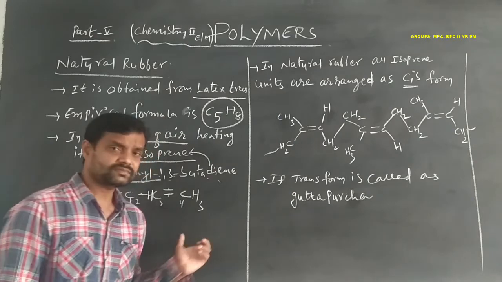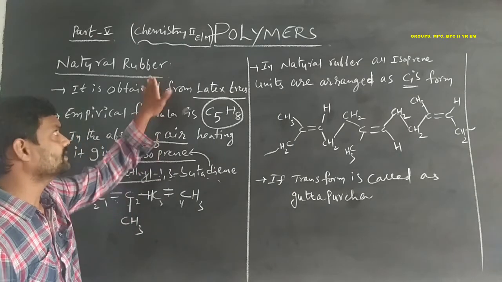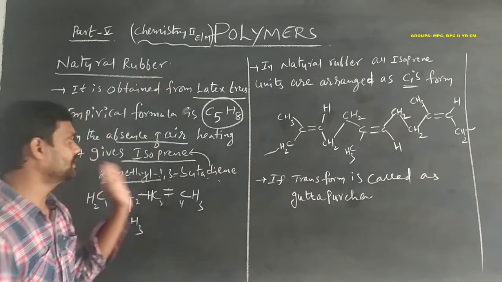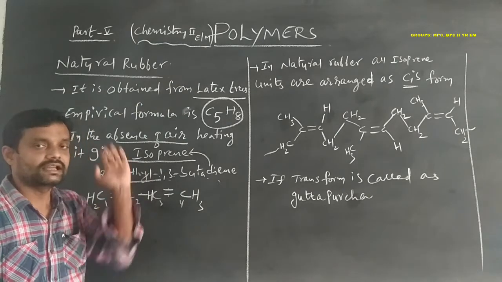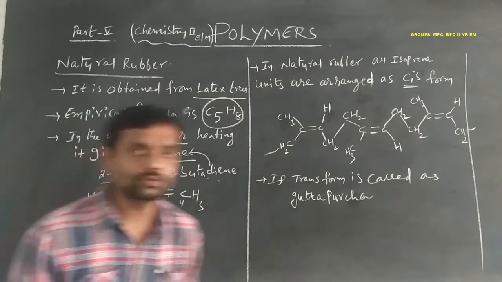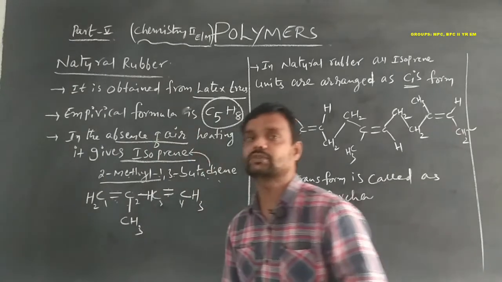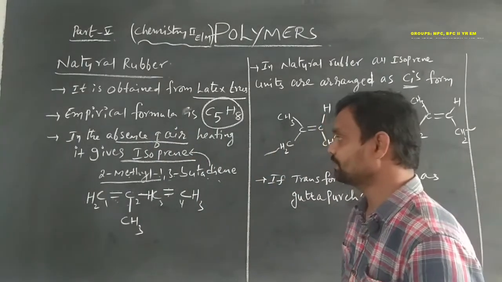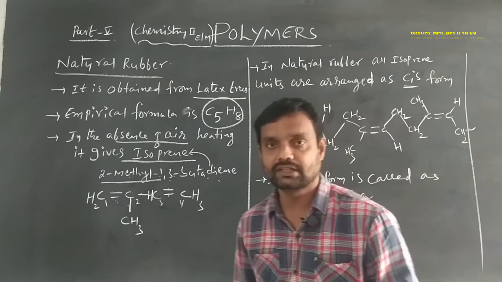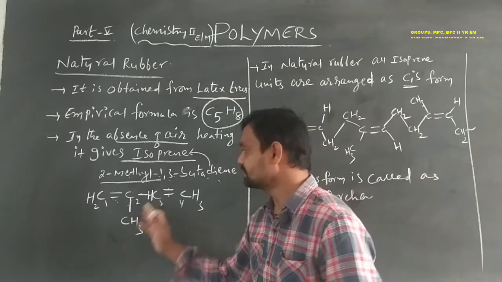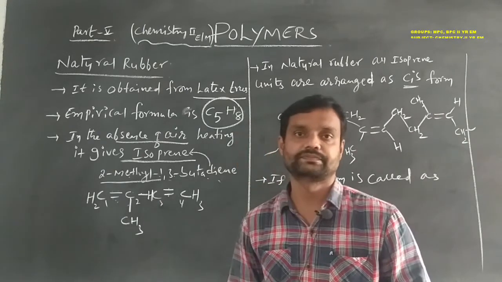So from this, we conclude that the natural rubber monomer is isoprene. What is the natural rubber monomer? The name is isoprene. The chemical name of isoprene is 2-methyl-1,3-butadiene, and its chemical structure is this one.